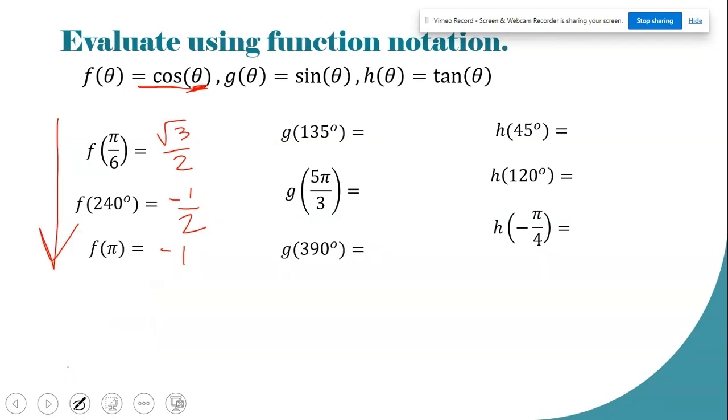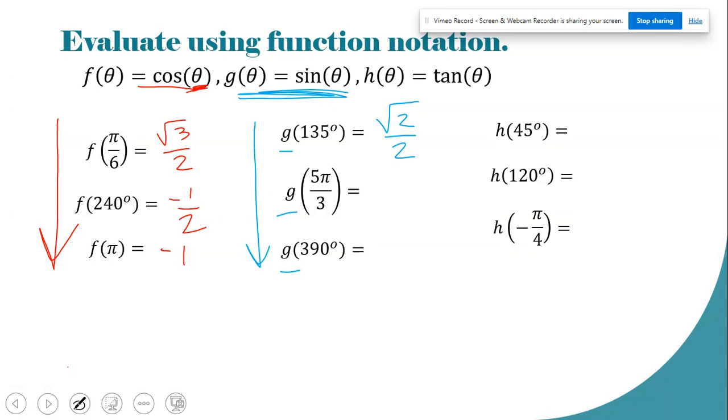The next one, g of x is defined to be sine of theta, so I'm going to work downwards. 135, that is in quadrant 2. That's a 45-degree reference angle, so we have root 2 over 2, root 2 over 2. X is negative over here, and sine is the y coordinate this time. So this is going to be positive root 2 over 2 from our unit circle.